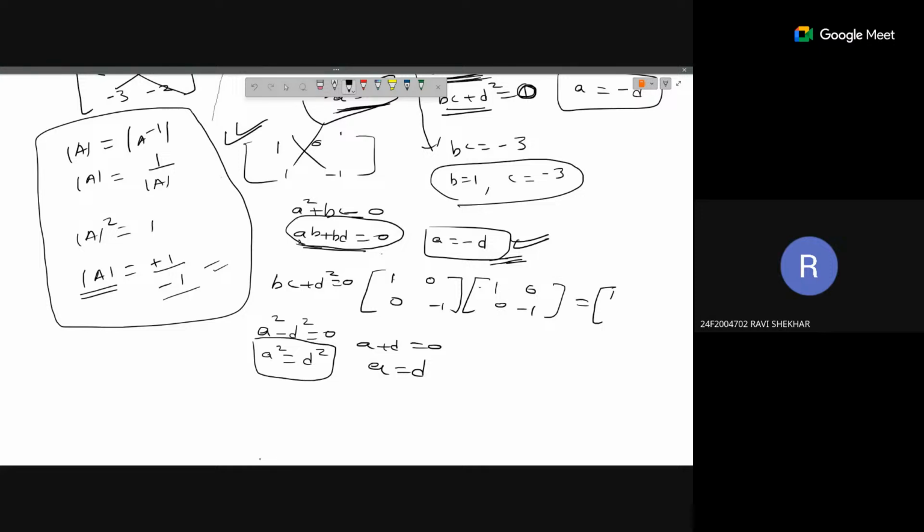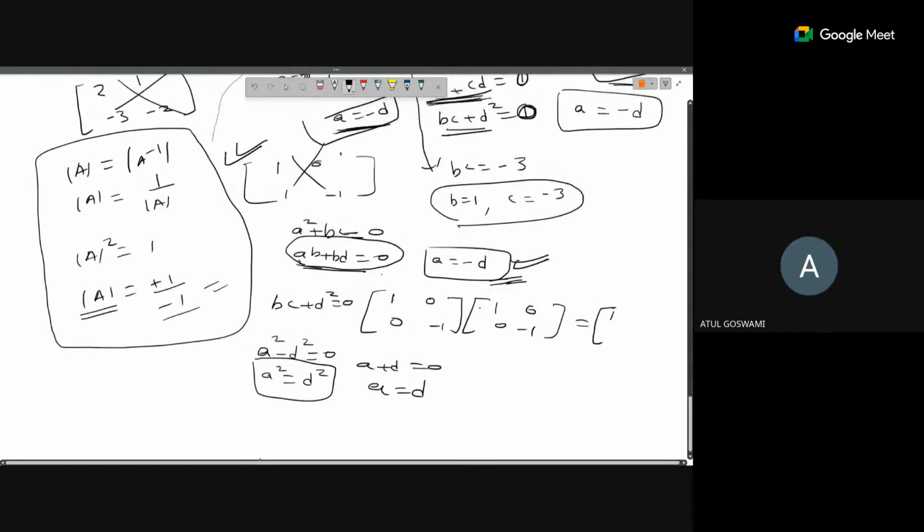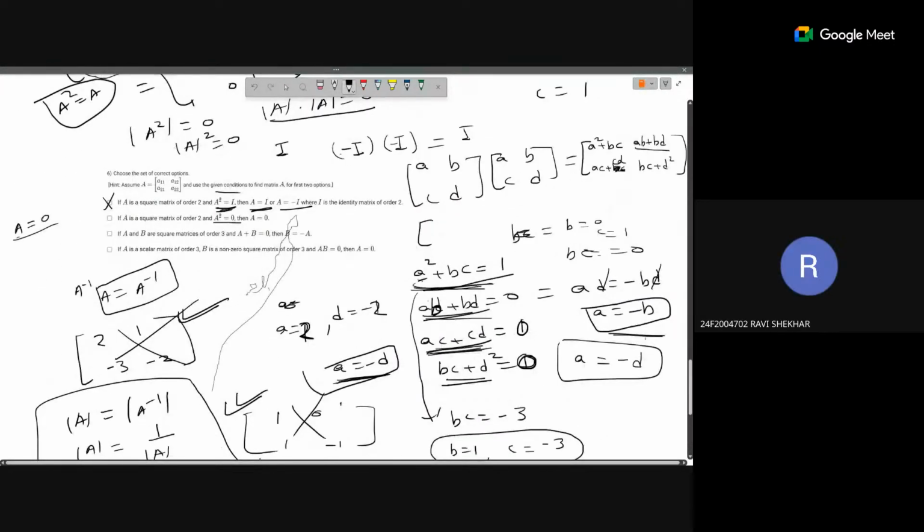So can we use another approach, sir? Can I suggest something? Yes. As the question says, A square is given as 0, and we want to check whether A is equal to 0 or not. So let's assume A square is equal to 0 and A is also 0. It means that A square is equal to A. We are just assuming it for the time being.